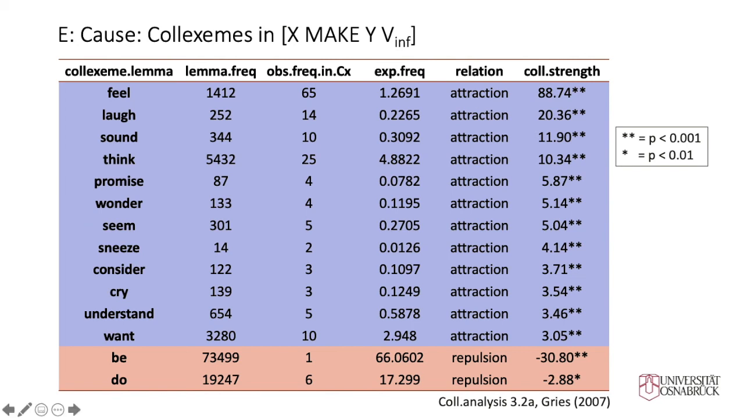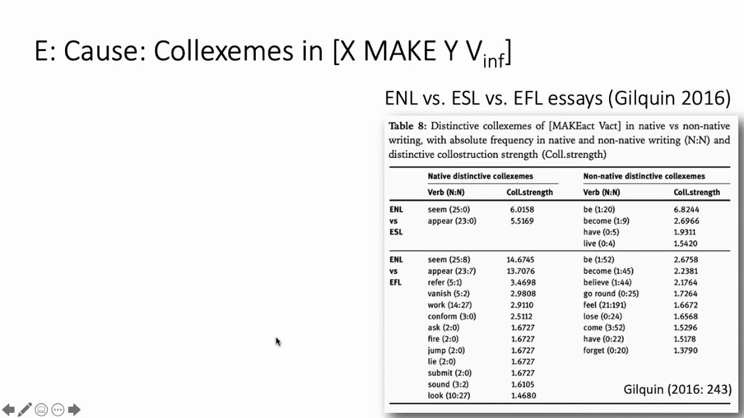And we also have some verbs that are not at all associated with this construction. On the contrary, they are repulsed by this construction, and that's the verb to be and to do, which have a negative collocational strengths here. So I can compare my results to those from Gilquin, who did a very similar analysis, looking at the verbs that are in this make construction. She compared English as a native language with English as a second language and English as a foreign language. Among the native-like collocations, we find seem and appear, which were also very high in the textbook registers.